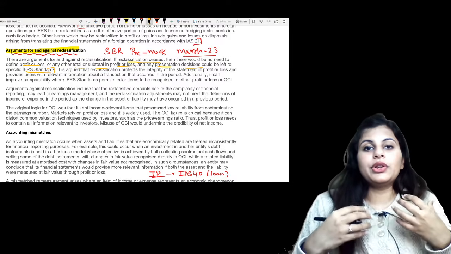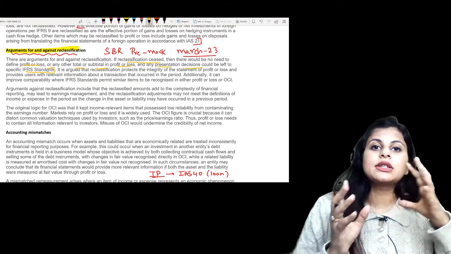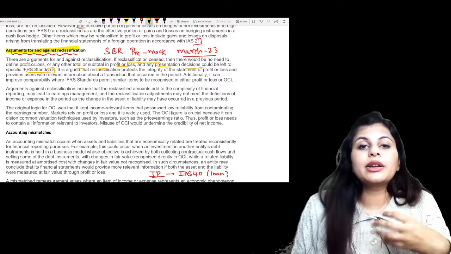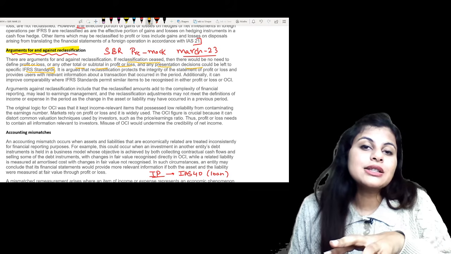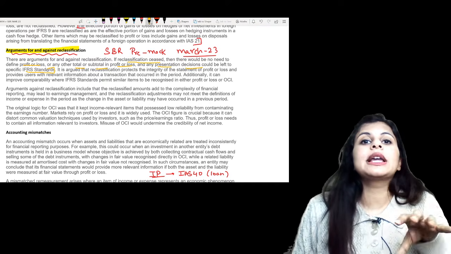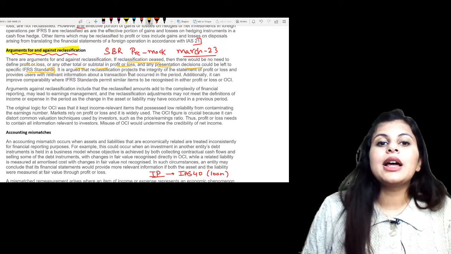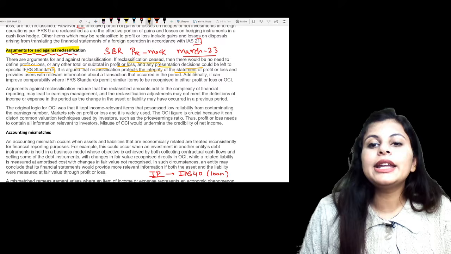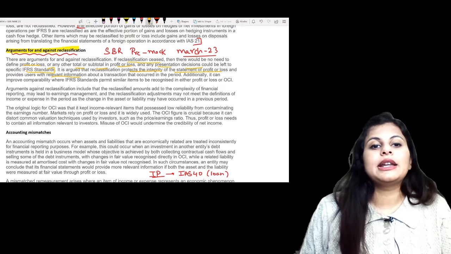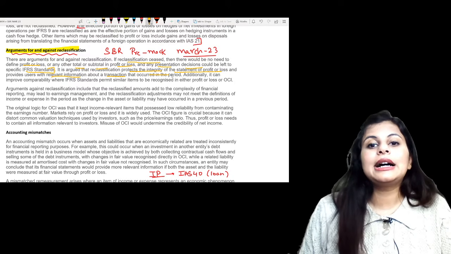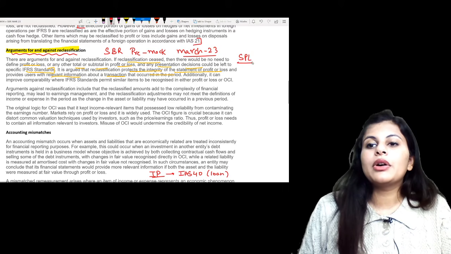But sometimes for the time being, our logic says that it's an unrealized gain, so let's take it to OCI. But maybe in future it becomes realized, so you should record it in P&L. So if we don't do the reclassification, then P&L will lose its importance. That's the gist. It is argued that reclassification protects the integrity of the statement of profit and loss and provides users with relevant information about a transaction that occurred in the period. So basically they are talking about the importance of the statement of profit and loss.